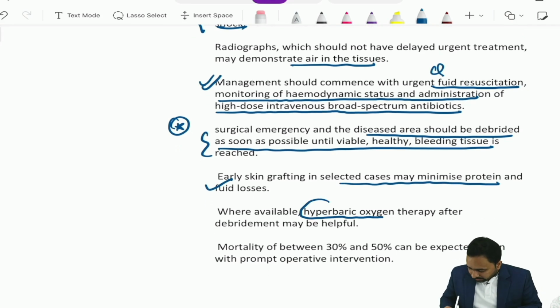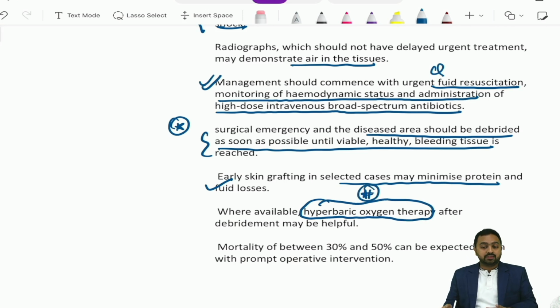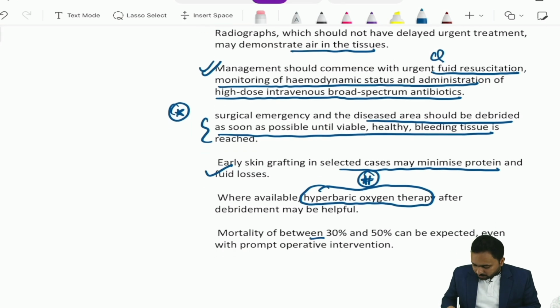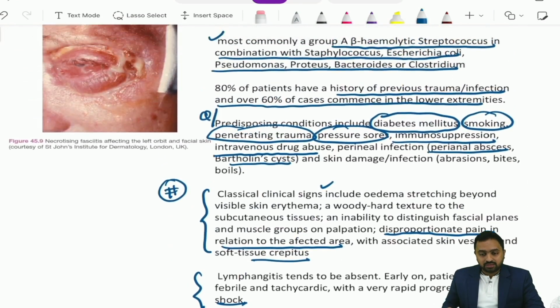Early skin grafting may be used in selected cases, which may minimize the protein and tissue loss wherever available. Now this is a new entity which has come up, that is hyperbaric oxygen therapy after debridement, which is helpful. And there is a high mortality rate, that is 30 to 50%, even in spite of prompt treatment. So please do remember this, necrotizing fasciitis.